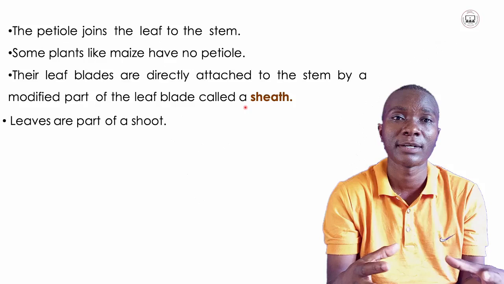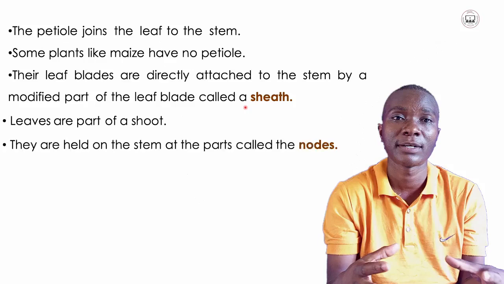So leaves are a part of a shoot. They are held on the stem at the parts called the nodes. So these leaves, the petiole, they attach to the stem at a node.